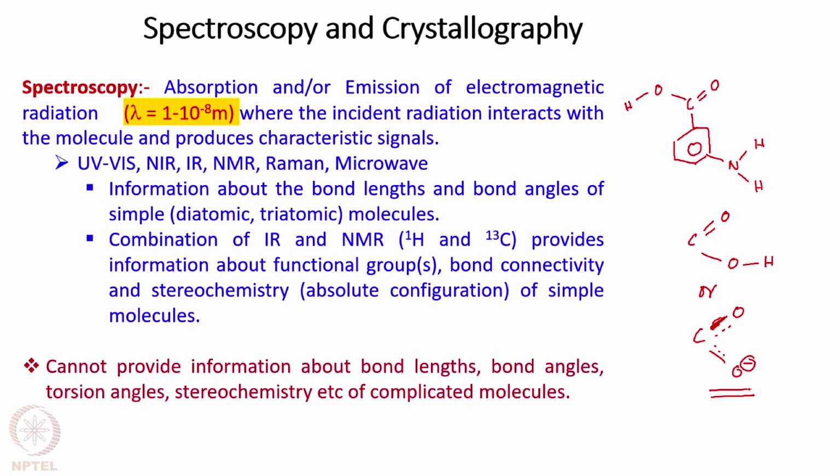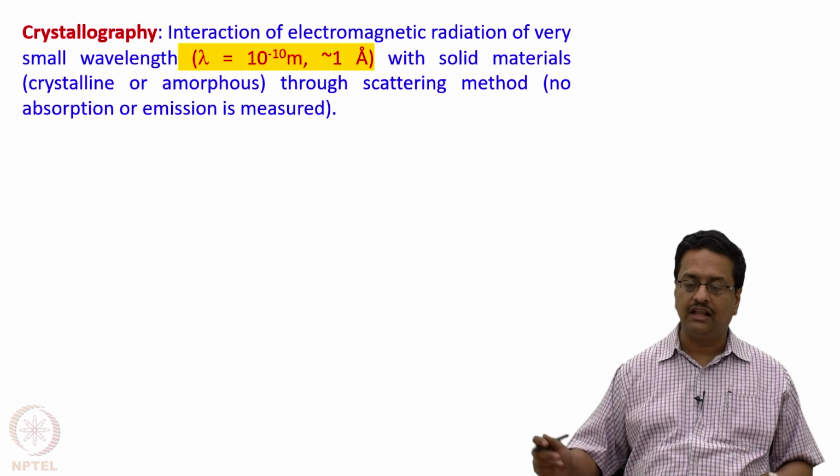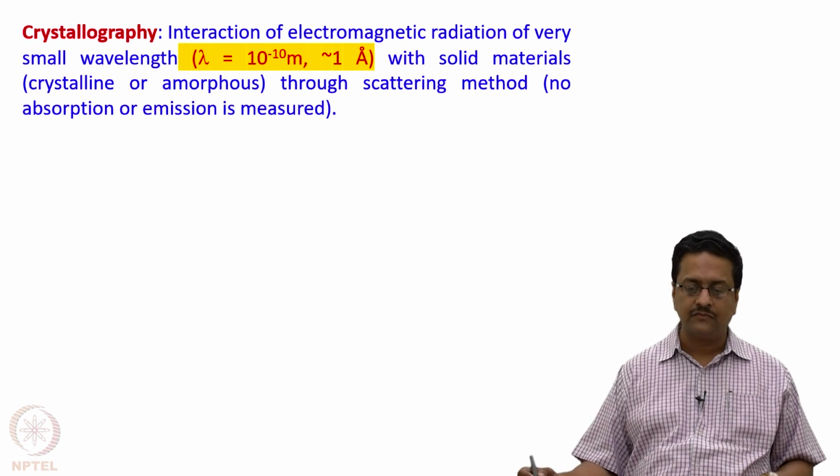So in a nutshell, the spectroscopic methods cannot provide information about bond lengths, bond angles, torsion angles, stereochemistry, etc. of any complicated molecule. And most of these spectroscopic methods are done in solution state, so the information that we obtain is in solution. In case of crystal structures, we get to know the structure of a material in its solid state, and it gives us information about the accurate bond lengths, bond angles and torsion angles.